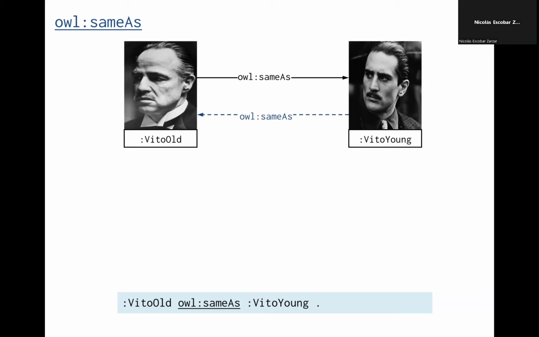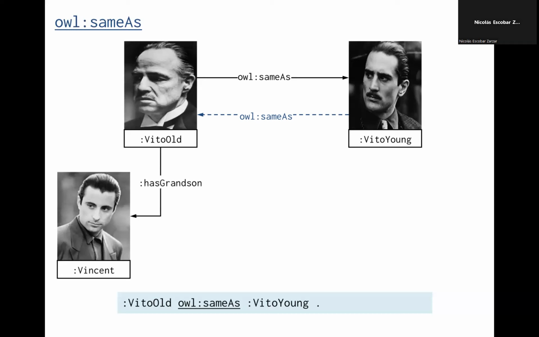Essentially, if Vito old is the same as Vito young, then Vito young is the same as Vito old. If we have A same as B, same as C, then we have A same as C, and we have A same as A. We have what's called an equivalence relation. So essentially, symmetric, transitive, and reflexive. Yeah. So this is a case of symmetry.